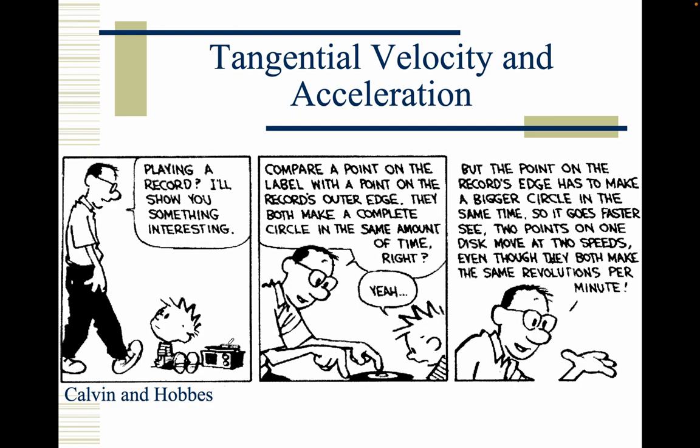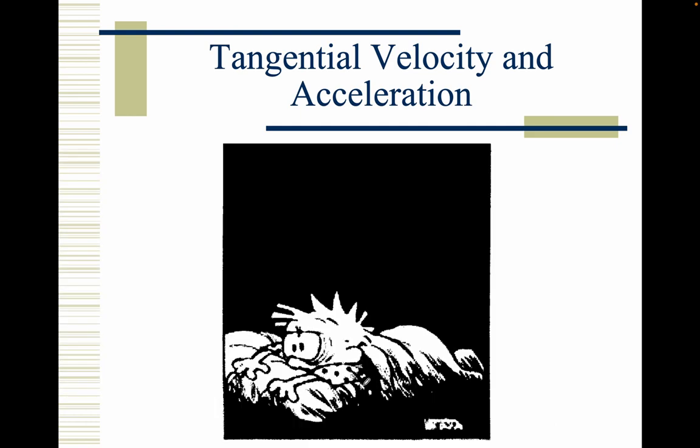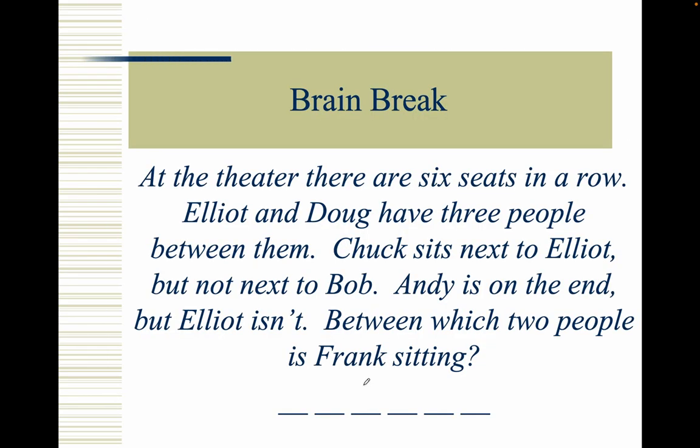Talking about a vinyl record, talking about the fact that even though they both go around once in the same time, they have to move at two different speeds because the outside piece has to be covering a greater distance in the same amount of time. And Dad's all happy he explained it. Meanwhile, Calvin can't sleep at night. He's stuck awake all night thinking about it, like, wait, how is this possible? Sorry, I just had to put a little comic relief in.